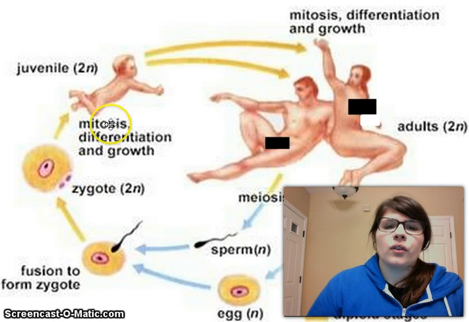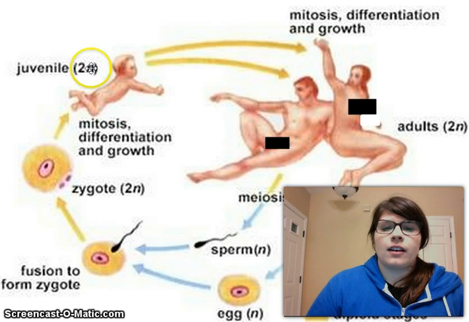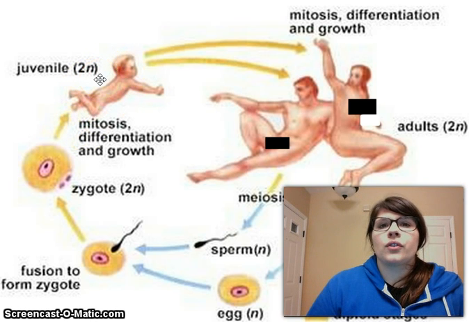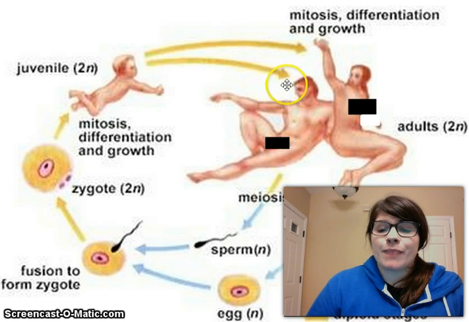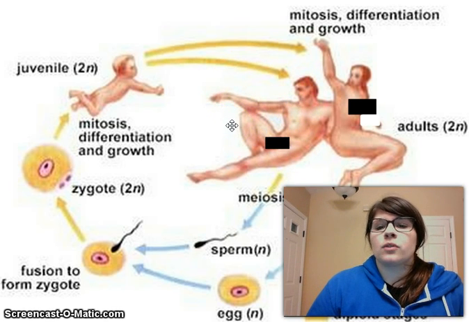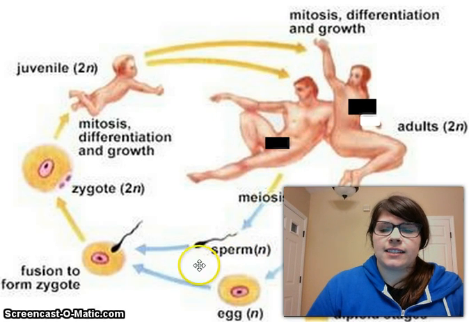We then grow into a juvenile, a smaller being of adults. And we still have 2N in this phase. We're going to go through mitosis in order to gain the amount of mass that an adult has. Once you are an adult as a male, you're going through spermatogenesis. After puberty, a male will go through spermatogenesis, which creates his sperm.